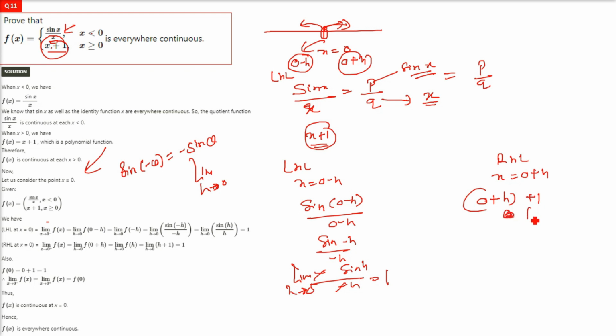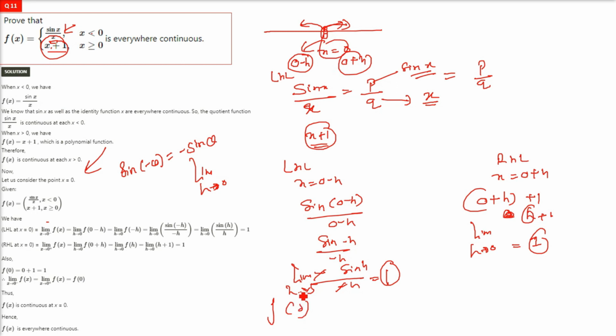So both ways, that is left hand limit, right hand limit, the values are same, which is equal to 1. So when left hand limit and right hand limit are equal, the function is continuous at x equals 0. Now what is the value of the function at 0?